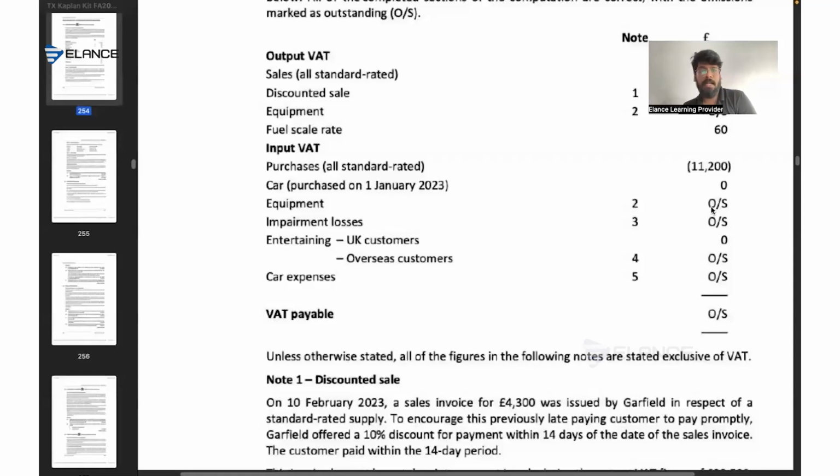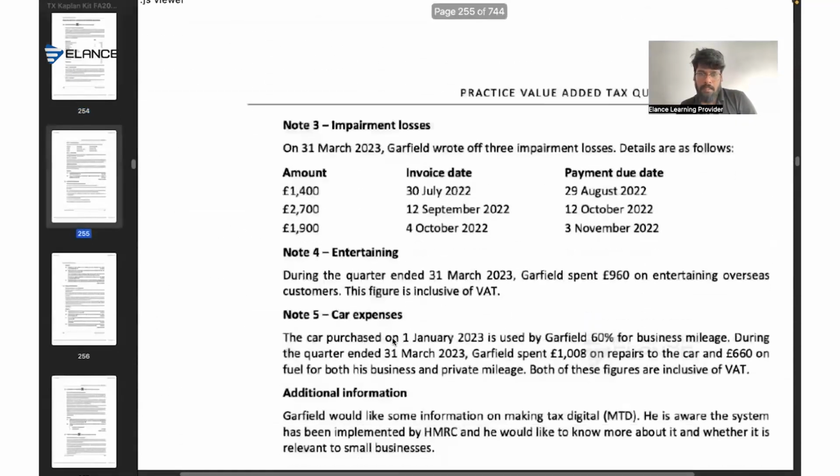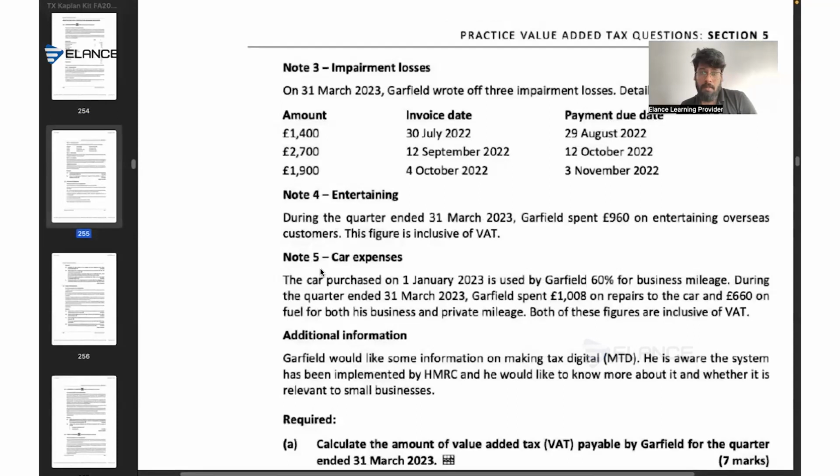Okay, so here they have already mentioned the car's input VAT cannot be reclaimed. It is not mentioned as outstanding, it is mentioned as zero. So which means they cannot reclaim the input VAT. And here they have mentioned the purchasing date of the car, 1st January 2023. And you can come to the adjustment note number 5. Look at the note number 5.